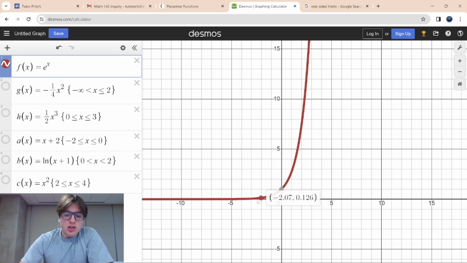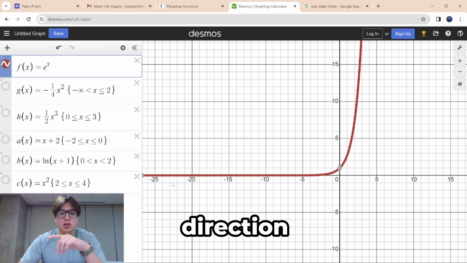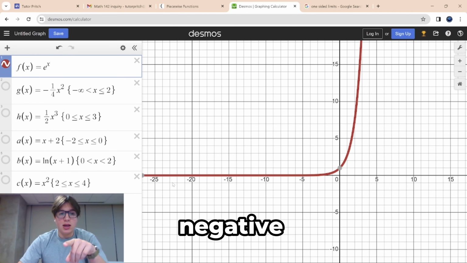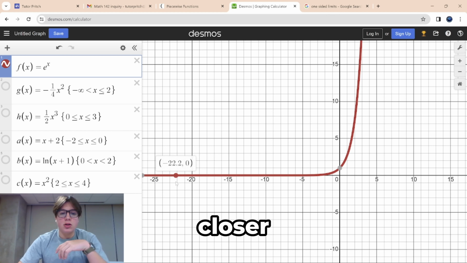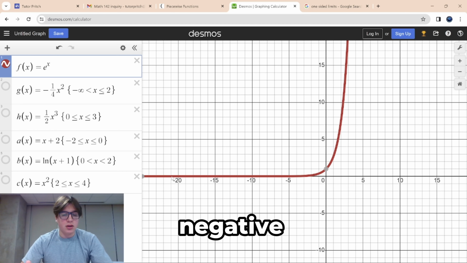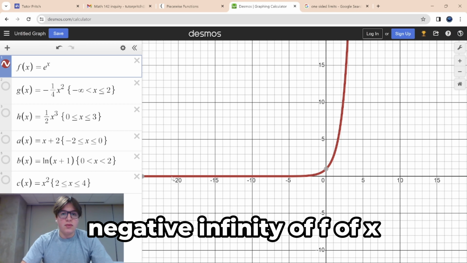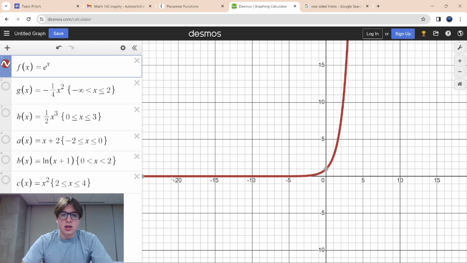But we can drag along this point and see that as we go further and further in the negative direction, approaching negative infinity, we're getting closer and closer to 0. Obviously, we're never going to reach negative infinity, but we can safely say that the limit as x approaches negative infinity of f(x) equals 0.